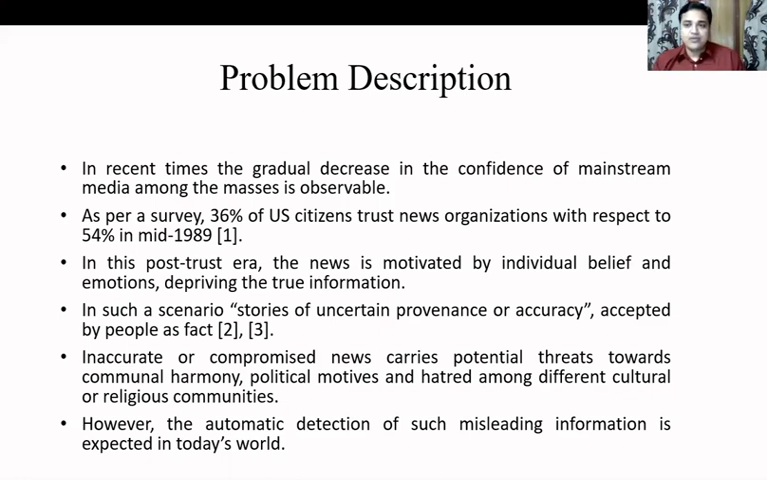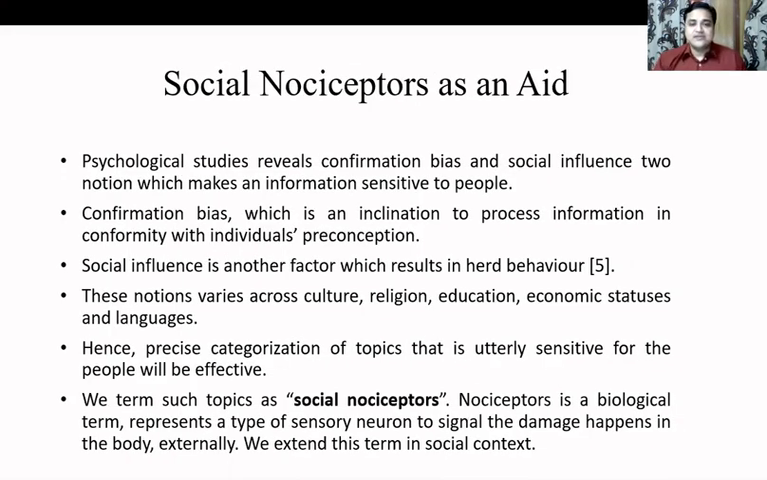First of all, we have to know what makes information sensitive to people. As per psychological studies, confirmation bias and social influence, these two notions, make information sensitive to people. So what are these two notions? The first notion is confirmation bias, which is the inclination to process information in conformity with individuals' preconceptions. And social influence is the influence which a person gathers from the people around him, which actually results from herd behavior.